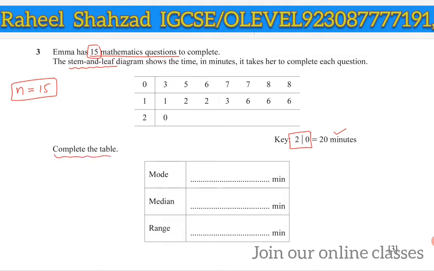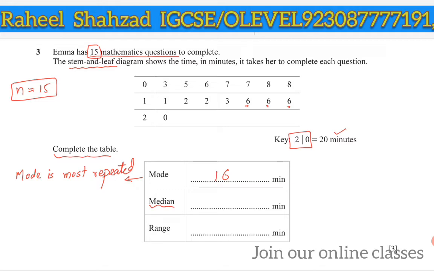We need to complete the table that says mode. Now mode is the most repeated number. So from the data set we see that 16 is coming 3 times. So your mode is 16 in this case. Now the second thing is we need to find the median. Now median is always the mid value.